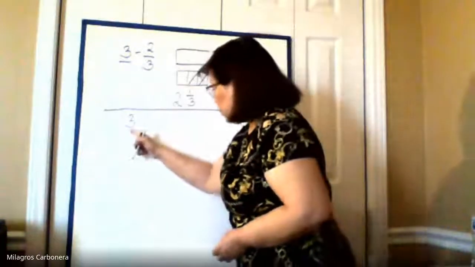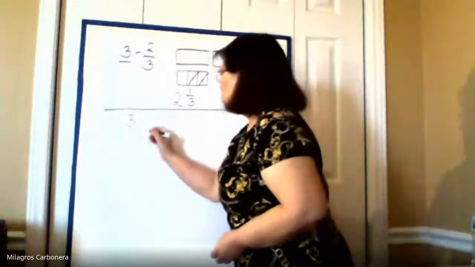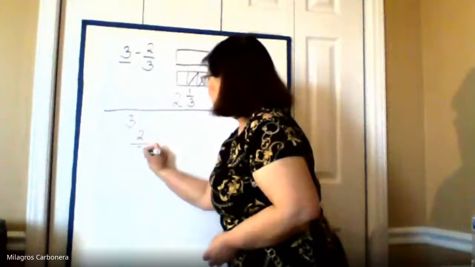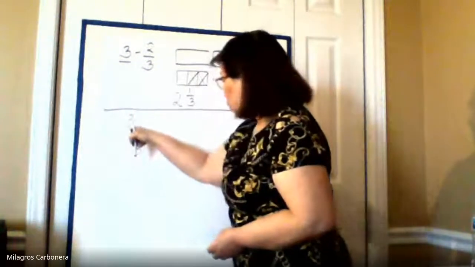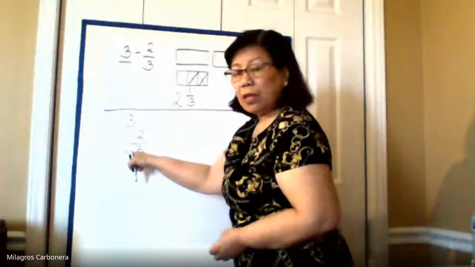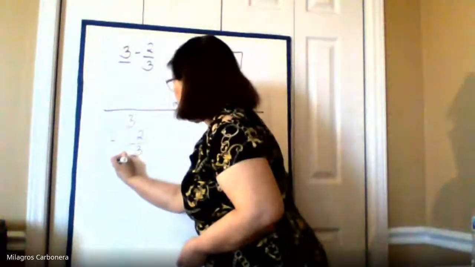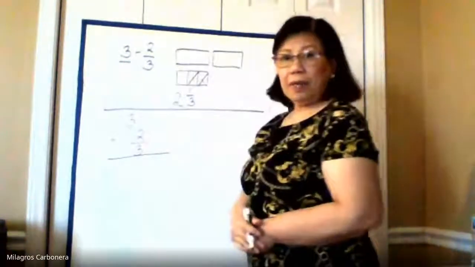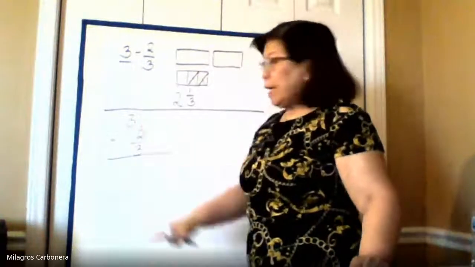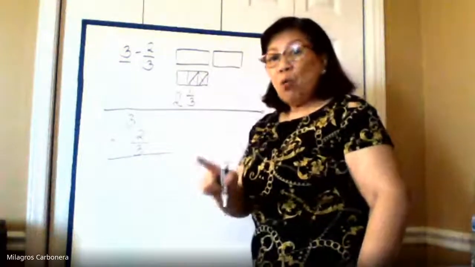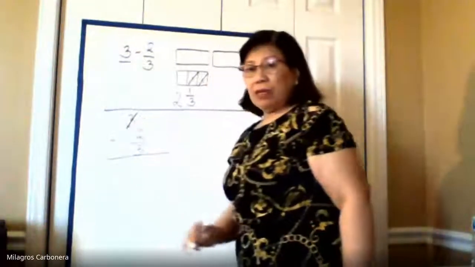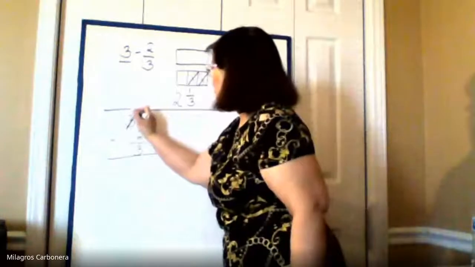I cannot write my 2/3 here because it is a fraction. So I'm going to write my 2/3 here. Okay, there is no whole number, so I will not write anything below 3. I'm going to put my minus sign. Since there is nothing on top of 2/3, I am going to borrow 1 from 3. So I'll cross out 3, and the 3 turns into a 2. So I write my 2 here on top.